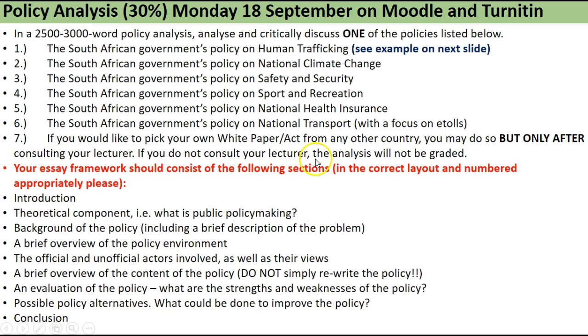So what you're looking for is the white paper or the act. And if you want to pick one from another country, by all means do so. In fact, great, go ahead and do that. It would be wonderful. But please check with me first and show me which white paper or act you're going to be analyzing. I want to see the actual document.